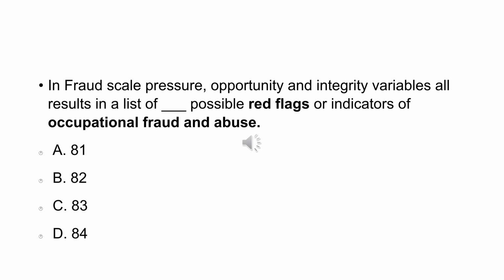In the fraud scale, pressure, opportunity and integrity variables all result in a list of a number of possible red flags or indicators of occupational fraud and abuse. A. 81. B. 82. C. 83. D. 84.